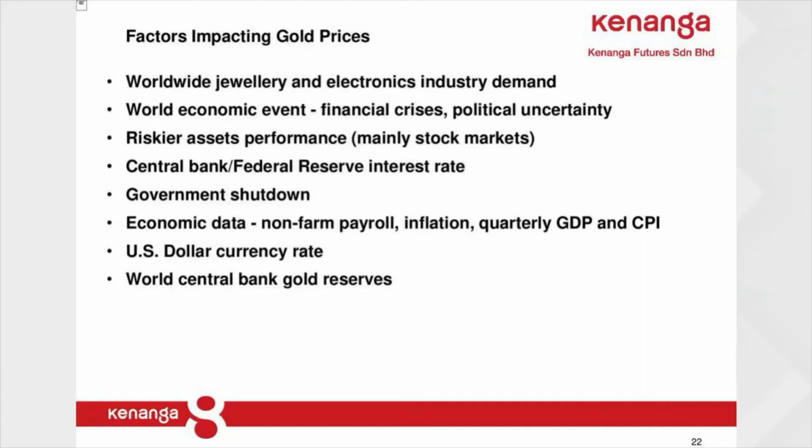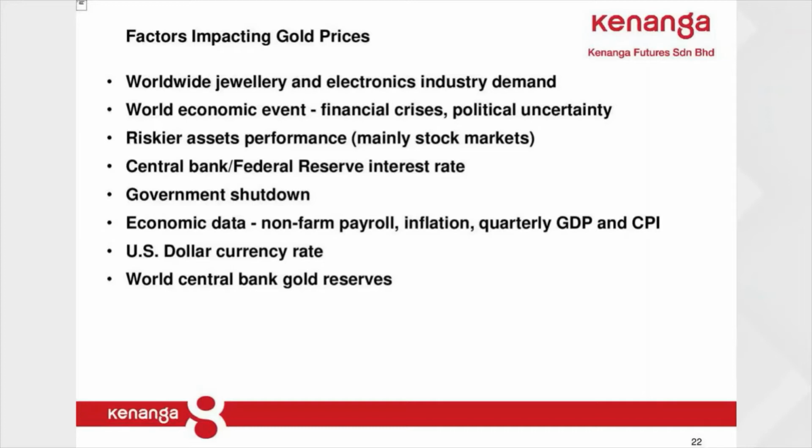Of course, worldwide demand and world economic events are basically what I just explained: financial crisis, political uncertainty, risky asset performance. This is because, as we know, gold is a safe haven asset, so technically it has an inverse relationship with stock markets. And of course the Fed interest rate, which is related to USD as well. Then government shutdowns and economic data: NFP, inflation, quarterly GDP or CPI. I'm going to explain later on about CPI and inflation, and of course the US dollar currency.